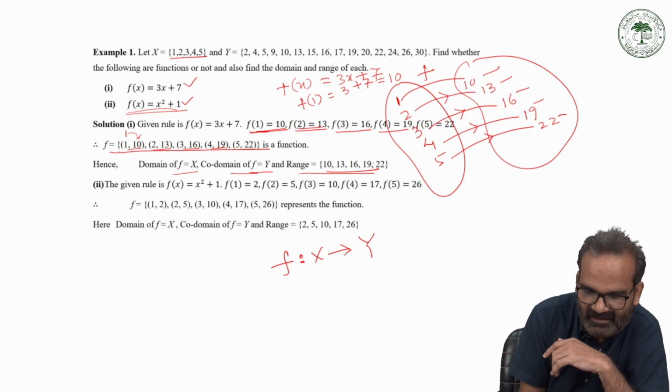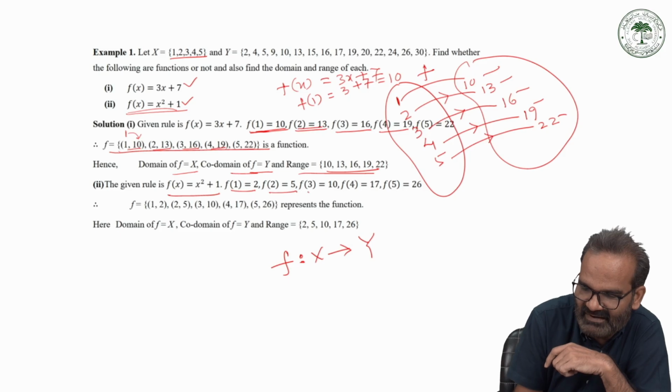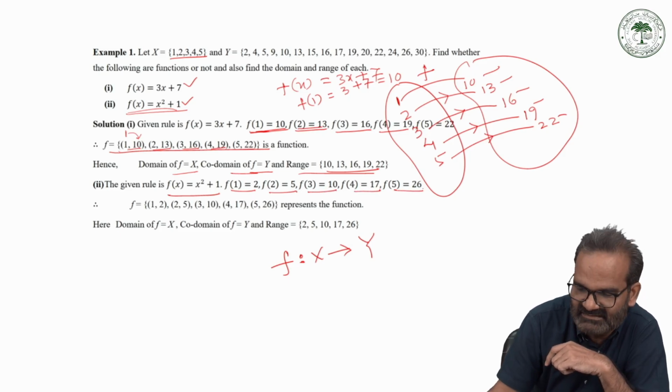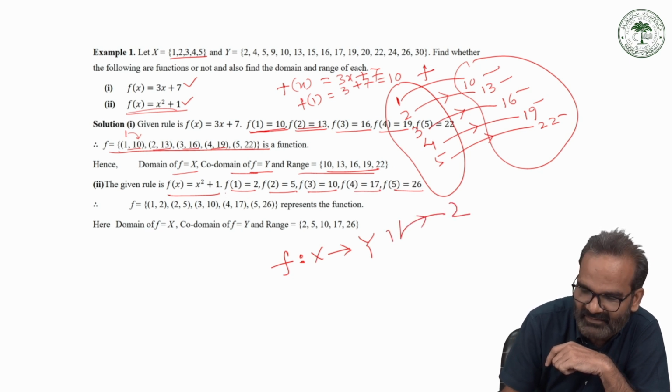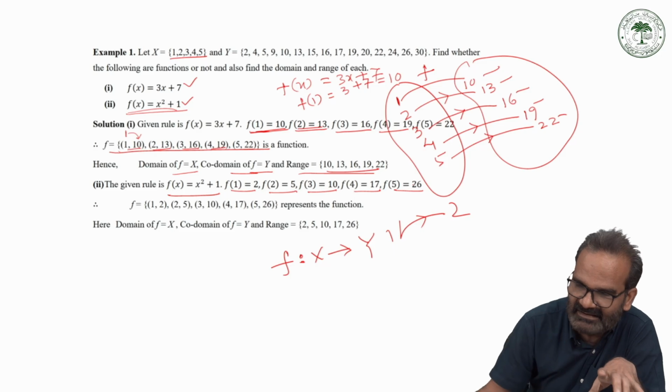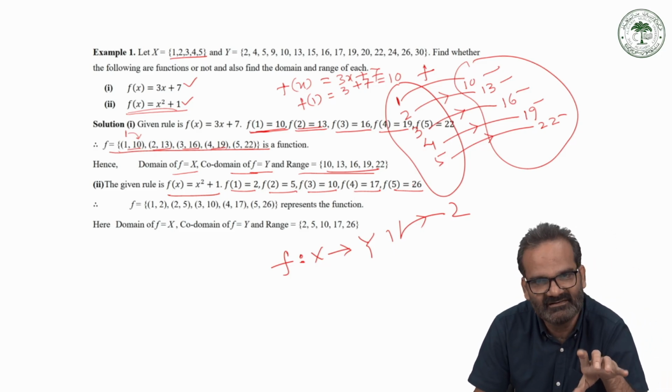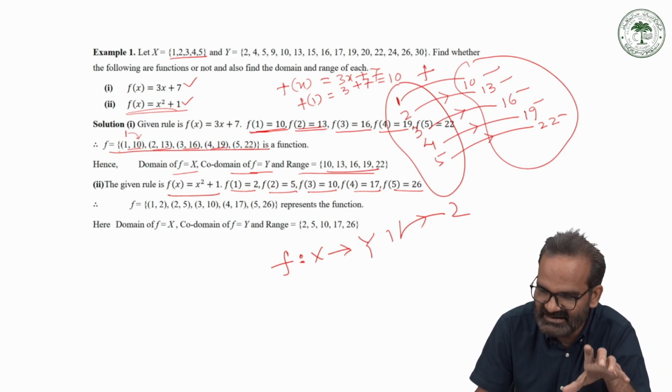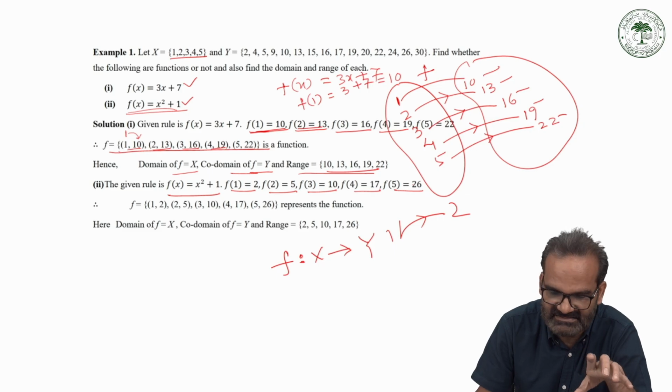Now take the second example: f(x) = x squared plus 1. Again use the same technique. f(1) is 2, f(2) is 5, f(3) is 10, f(4) is 17, f(5) is 26. It means the image of 1 under f is 2, image of 2 is 5, image of 3 is 10, image of 4 is 17, image of 5 is 26. So each element has only one image. Therefore, this again satisfies the criteria of a function. Hence, this is a function.